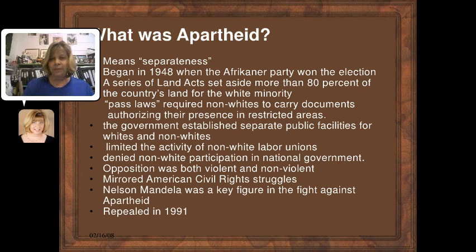And one of the first things they did was pass this series of land acts, and that set aside more than 80% of the country's land for the very small white minority who were about 10% of the actual population, and said that everyone else had to live in this other little bit, and the whites who were in control got to take care of 80% of the actual land.